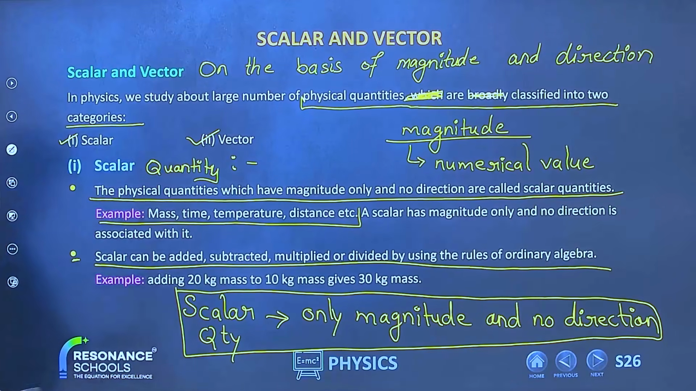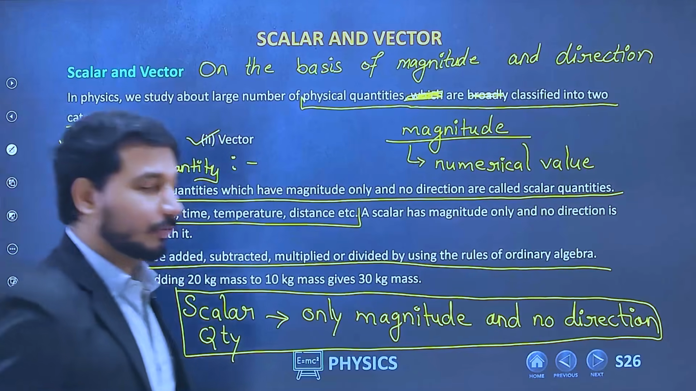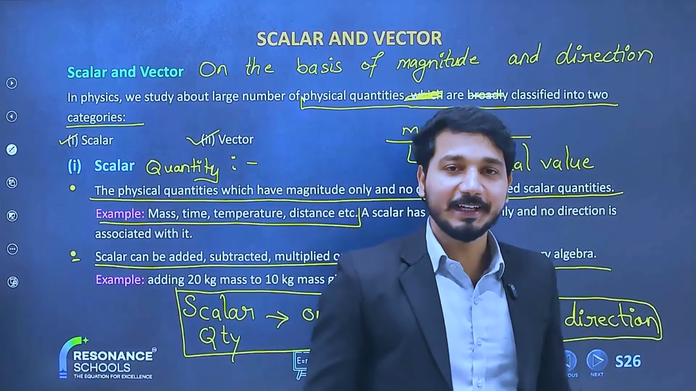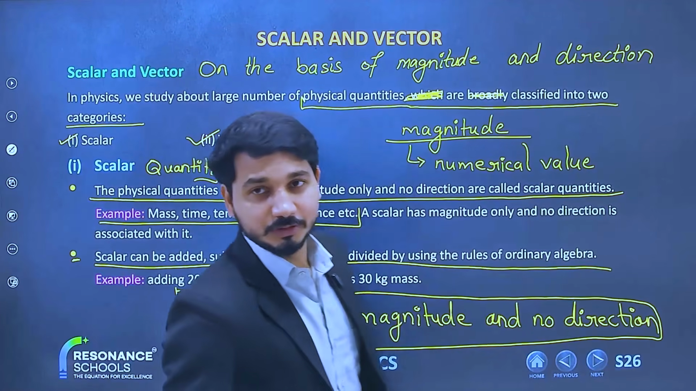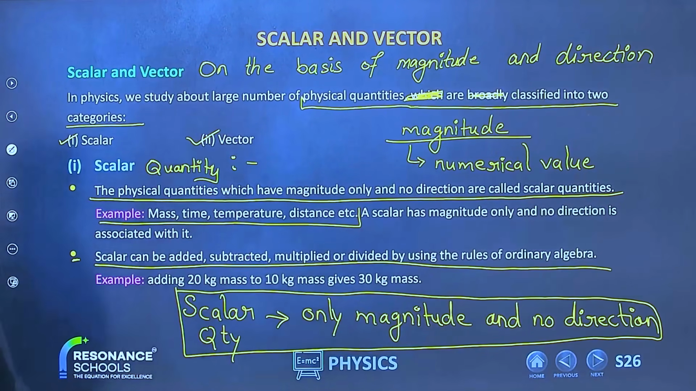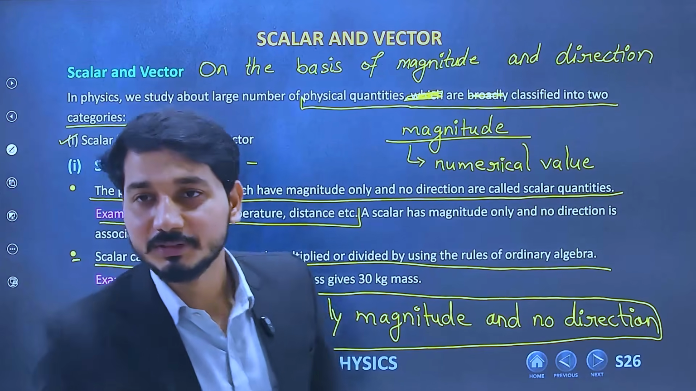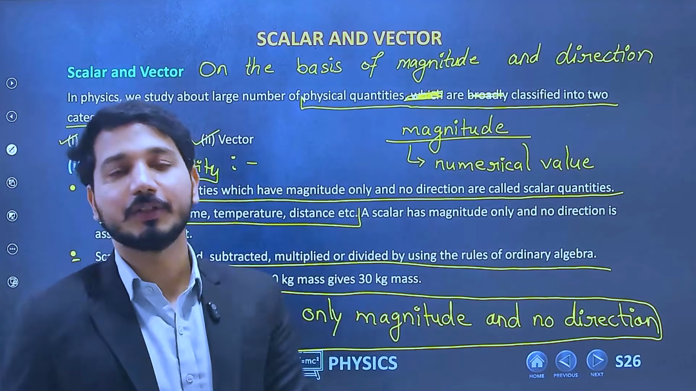Now, moving ahead on our vector. What is vector? We'll understand what is vector. So, everyone understood the meaning of ordinary algebra? Everyone understood the meaning of this? Everyone understood? Fine.